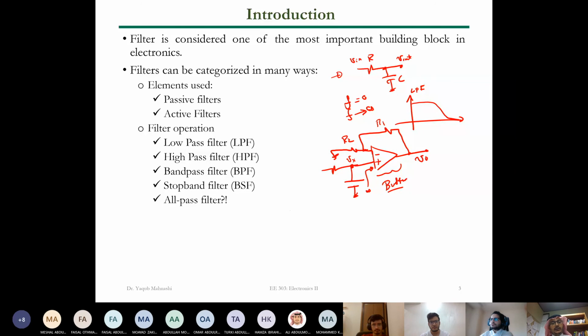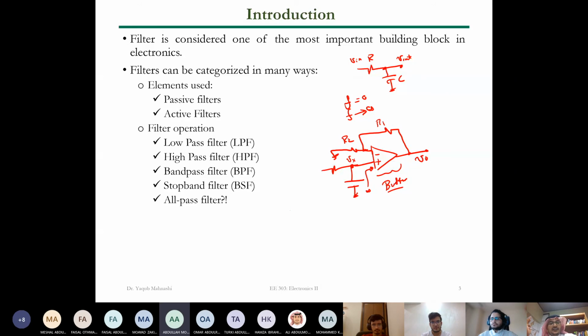Now the active filter gives you gain, and the impedance has no effect, so you can do cascading with ease. But what about the disadvantage? If this is the case, let's always use active filters. What do you think of the disadvantage, guys? Maybe the power that we use.